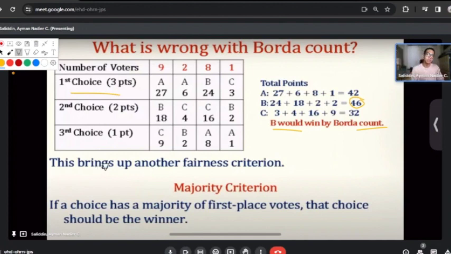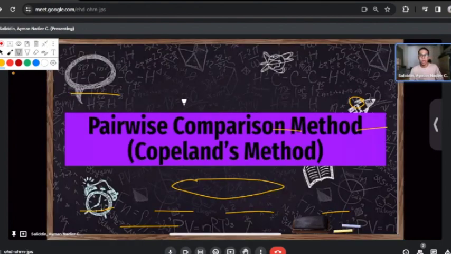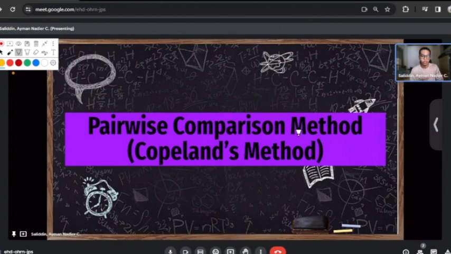This brings up another fairness criterion, which is the majority criterion. If a choice has a majority of first place votes, that choice should be the winner. So that's the issue with the Borda count, or the con. Next, lastly, we have our pairwise comparison method, also called Copeland's method.